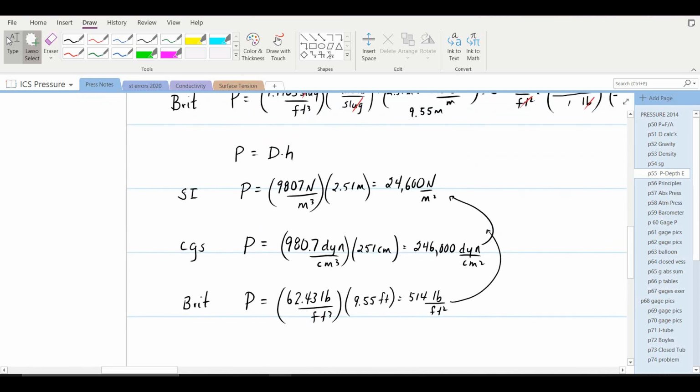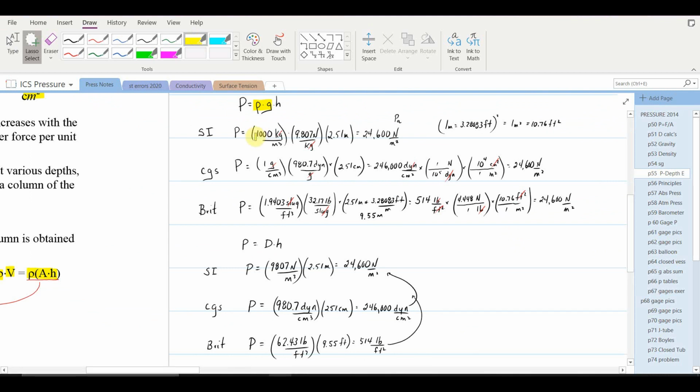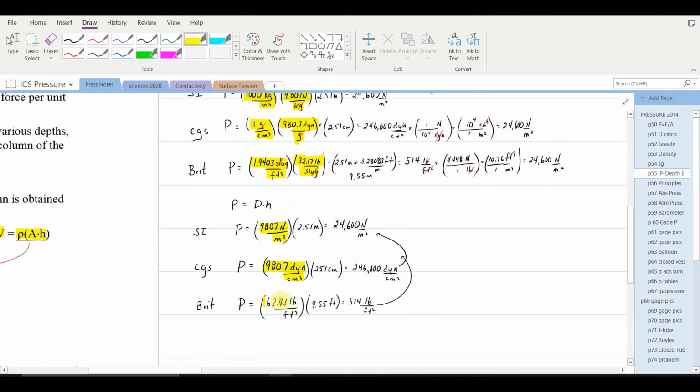So let's just look at this again. Rho times G in the SI system, 1,000 kilograms per cubic meter times 9.807 newtons per kilogram works out to be 9,807 newtons per cubic meter as a weight density. 1 gram per cubic centimeter times 980.7 dynes per gram works out to be 980.7 dynes per cubic centimeter as a weight density. 1.9403 slugs per cubic foot times 32.17 pounds per slug works out to be 62.43 pounds per cubic foot as a weight density. And that's enough for our first lesson on pressure.